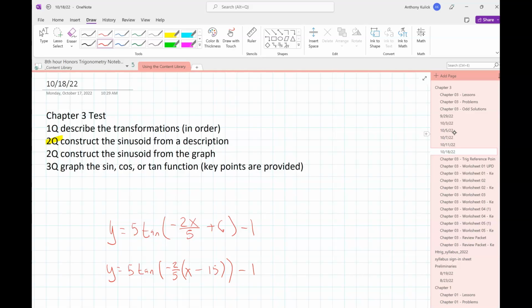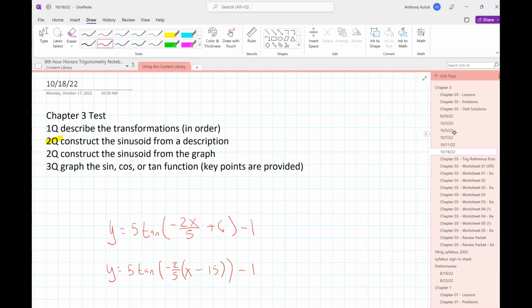So again, skills that you definitely need: you have to be able to pull the A, C, H, and K from an equation, right? Have to be able to do that. That's a core skill for graphing and for describing the transformation. If you can't do that, you can't do the rest of the problem effectively.